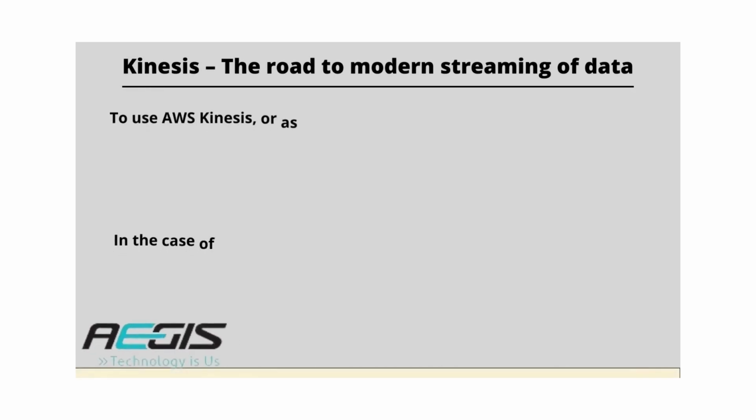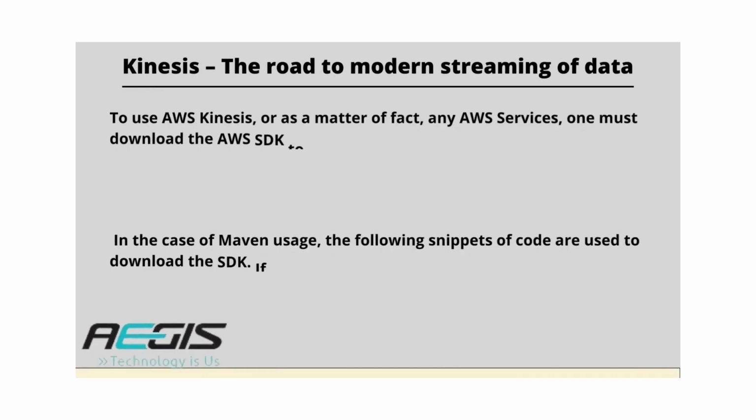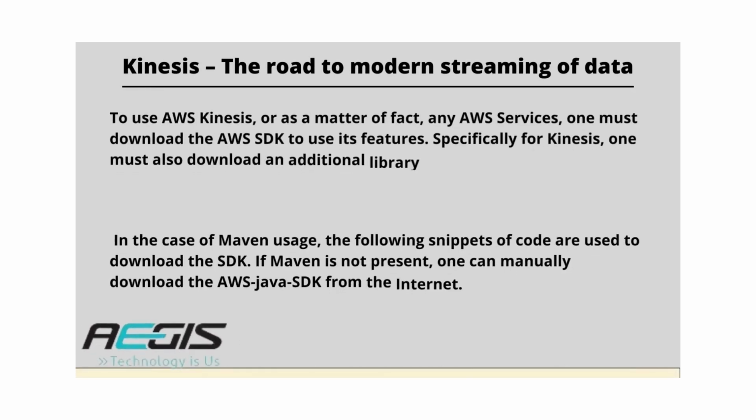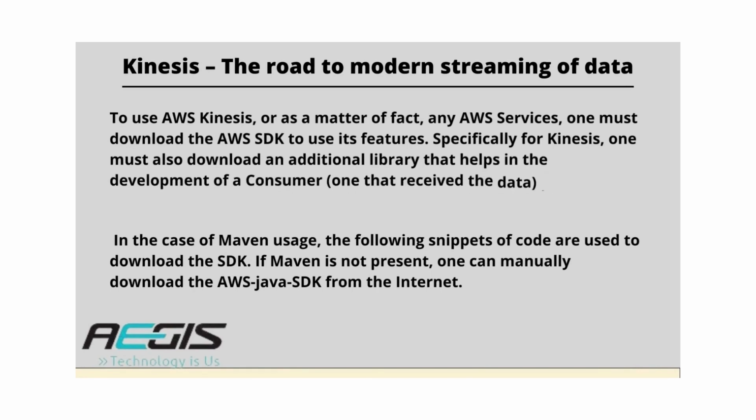Next, understand Kinesis, the road to modern streaming of data. To use AWS Kinesis, or as a matter of fact, any AWS service, one must download the AWS SDK to use its features. Specifically for Kinesis, one must also download an additional library that helps in the development of a consumer, one that receives the data in a much easier fashion.